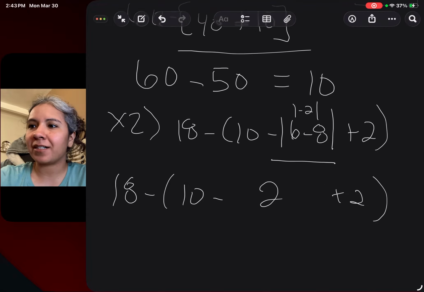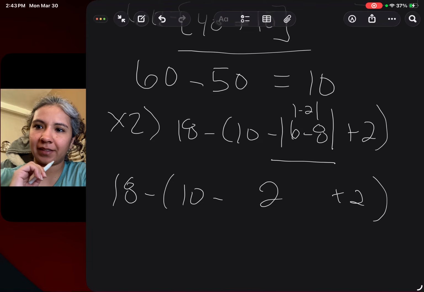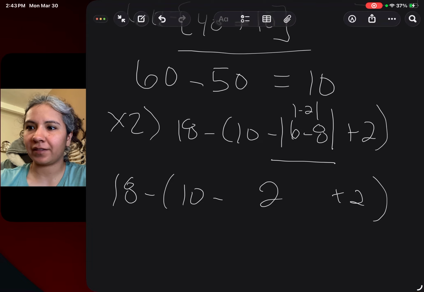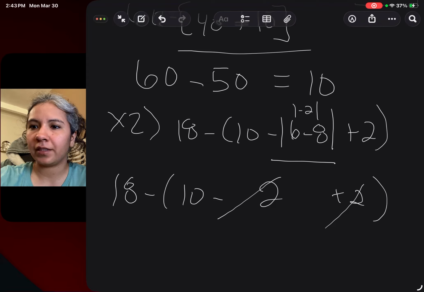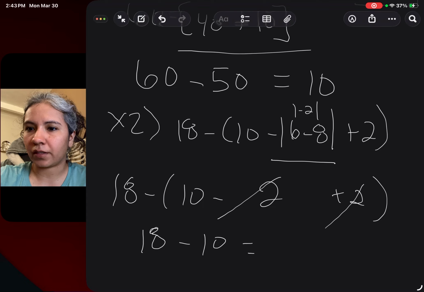Alright, so now we have this parentheses in here. This negative 2 and positive 2 kind of cancel out, right? So we just have 18 minus 10, which is 8.